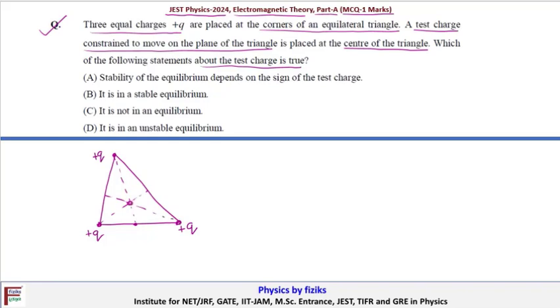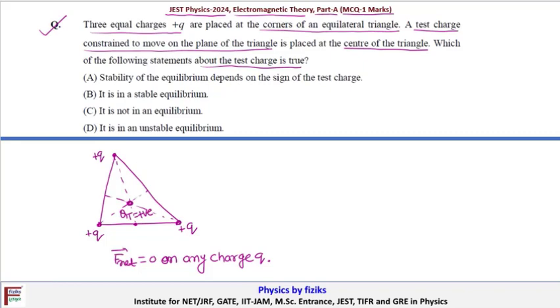So this is the center of the equilateral triangle, and here we have placed the test charge QT, and let's first assume this test charge is positive. I am assuming the test charge is positive. Now for the equilibrium condition, the net force on any charge must be 0. F net is 0 on any charge Q. This is the equilibrium condition. Net force on any charge Q must be 0.